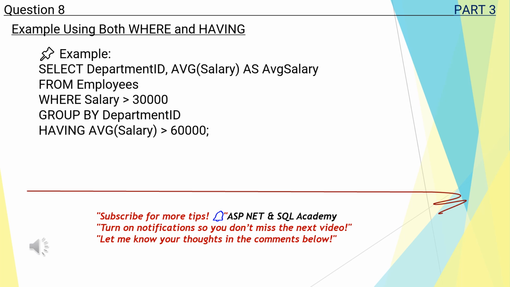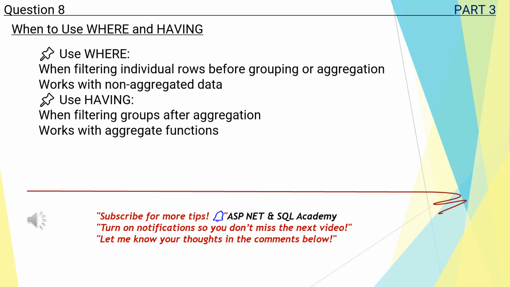In this example, we first filter employees whose salary is greater than 30,000 using the where clause. Then, after grouping by department, we filter out departments where the average salary is less than 60,000 using the having clause. To summarize, use the where clause when you want to filter individual rows before grouping or performing aggregation. Use the having clause when you need to filter data based on aggregate functions after grouping the data.